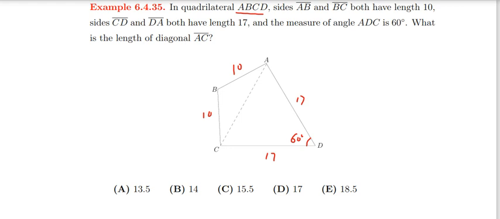Okay, so if we connect AC, we know DA and DC are 17, 17 and this angle is 60, so the other two angles should also be the same, 60, 60. So triangle ADC is an equilateral triangle. This means AC also equals 17, right? Oh, this problem is really easy. What is the length of the diagonal AC? AC is just 17.